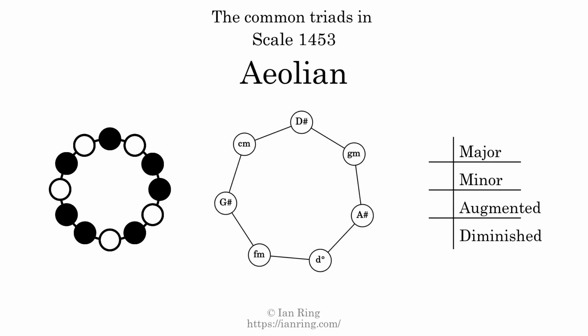Here are the common triads present in this scale. The diagram in the center is a graph of parsimonious voice leading between triads. There are 3 major triads. There are 3 minor triads. There are no augmented triads. There is 1 diminished triad. Here is a Hamiltonian path of parsimonious voice leading that uses all the triads.